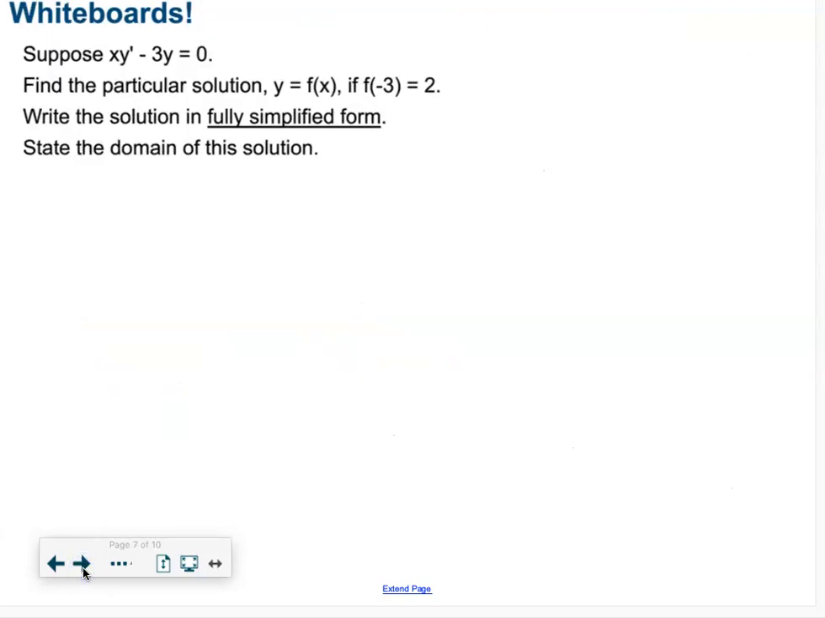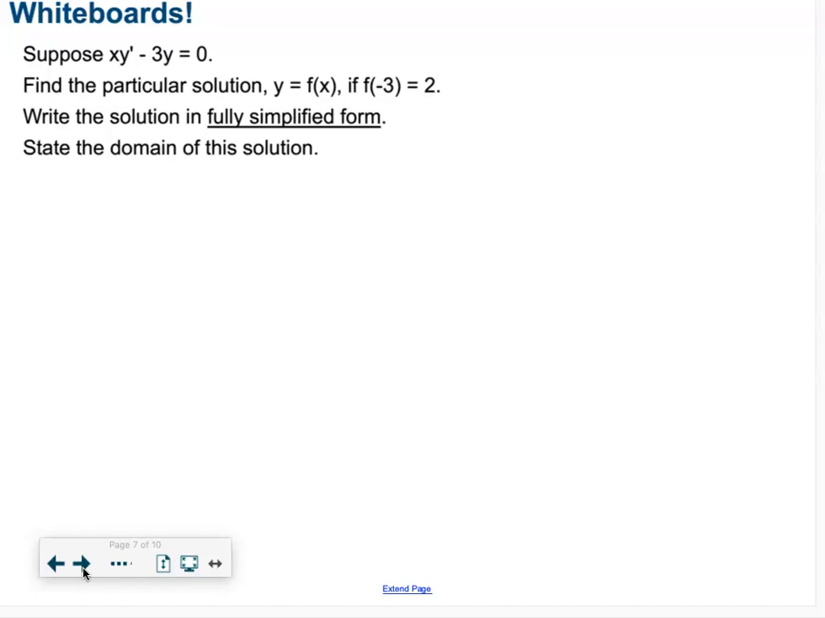Okay. On your whiteboards, wait. So here's what you're going to do. Suppose x y prime minus 3y equals 0. So there's your differential equation. You're going to find the solution. You're going to write it in fully simplified form. You're going to state the domain. If you have trouble simplifying, honestly, you can write it in unsimplified form, as long as it's solved for y, right? So correct is better than simplified.